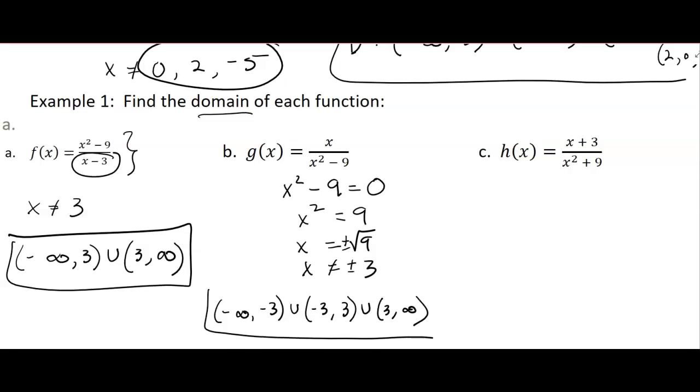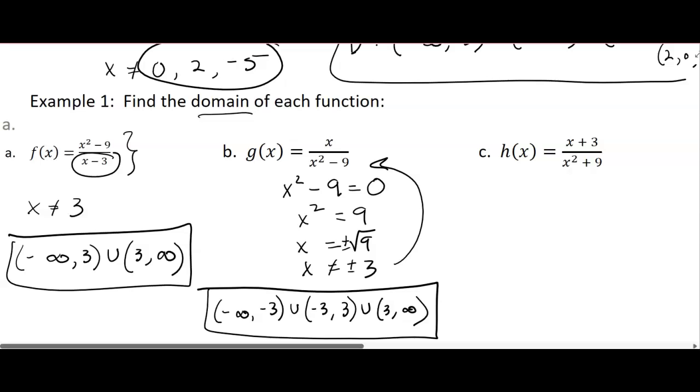And again, you could make a number line to show that. That might be easier for you. But you want all the real numbers except 3 and negative 3. Those won't work. If you plug either one of those in, it's going to make the denominator 0, and that's a problem. Okay. When will x squared plus 9 equal 0?